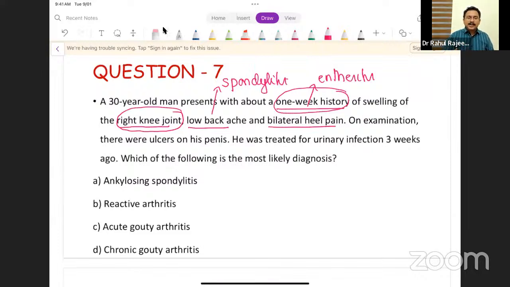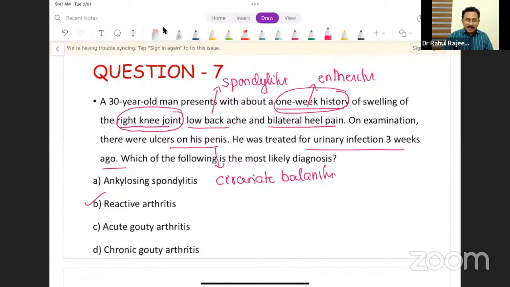But what takes us to the answer is the finding mentioned in the later part of the question. You can see extraskeletal manifestations in the form of ulcers over the penis. In the context of the clinical scenario, this could very well be circinate balanitis. To substantiate this further, you have a history of urinary infection 3 weeks ago. This could have been an infection that triggered an aberrant immune response, resulting in a reactive arthritis. So the answer is reactive arthritis.